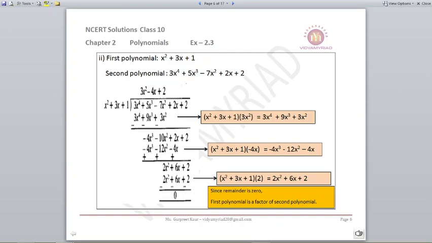Now here also we will see that after solving each and every step you got remainder as 0. So we will say that since remainder is 0, your first polynomial is a factor of the second polynomial.